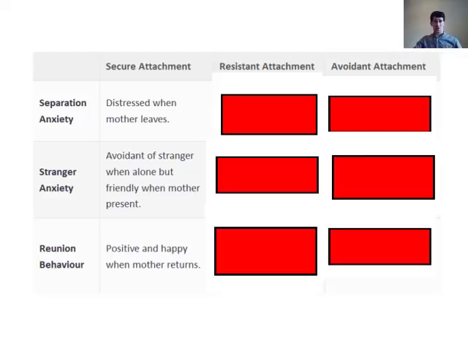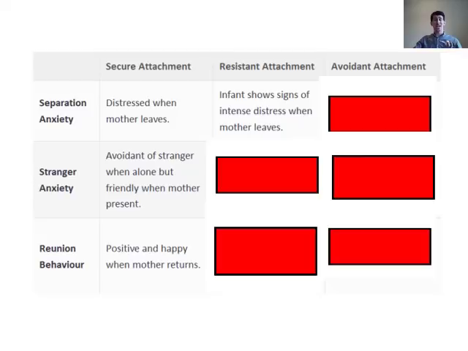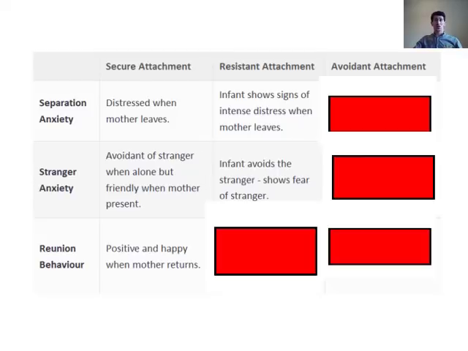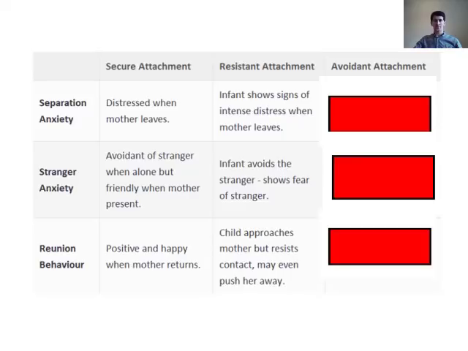A resistant child, on the other hand, shows intense distress on separation. When a stranger is in the room, they will avoid them. They will show stranger anxiety. On reunion behaviour, they do that seek and resist, or seek and reject behaviour. They'll seek out contact with the mother, but then push her away.